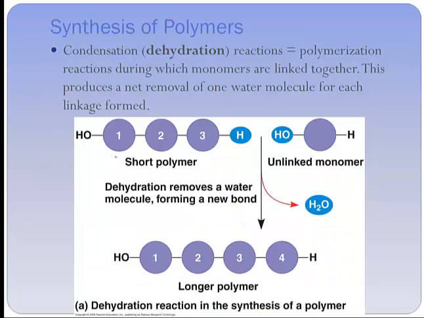So again, we can have a dehydration reaction, which we've already looked at, where we're taking monomers or monosaccharides and linking them together. Each time we do, if we have a short polymer that has three monomers or three monosaccharides together, we can have a dehydration reaction to link it up with another monomer that's not linked up. And we can create a longer polymer by doing so.